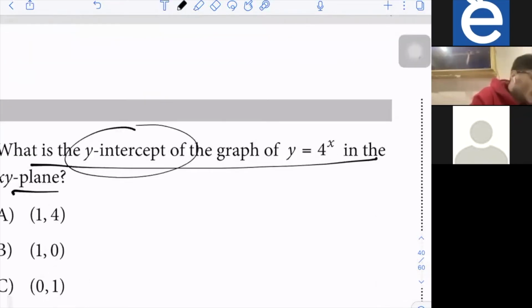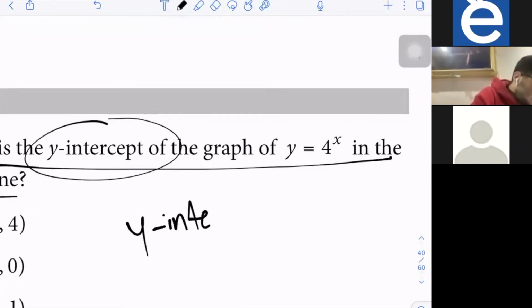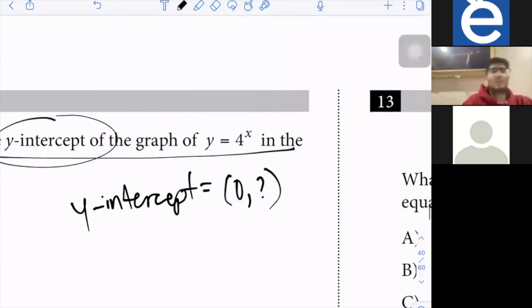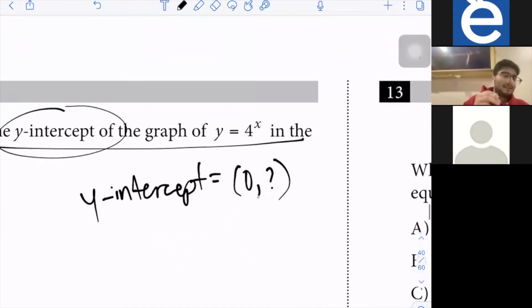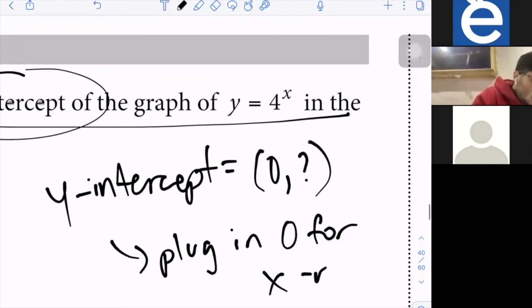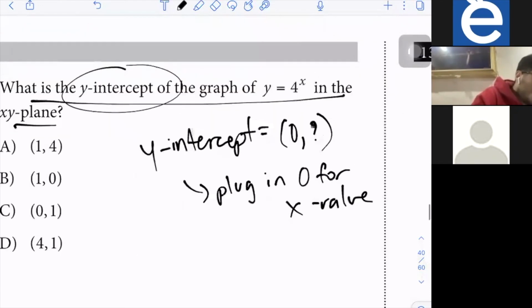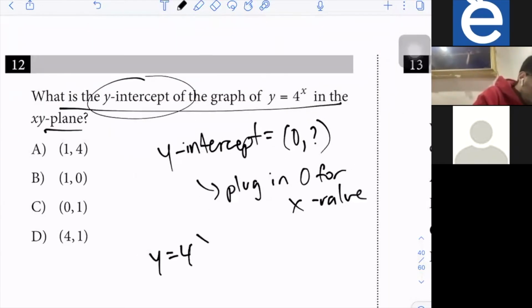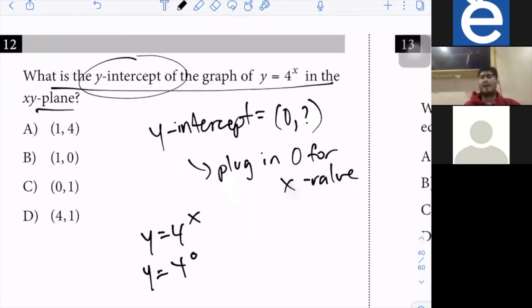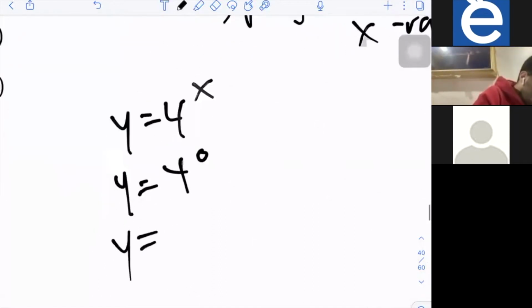The y-intercept we know as 0, comma, some value of y, right? So when we solve for the y-intercept, you have to plug in 0 for the x value. So if we use this equation right here, we plug in y is equal to 4 raised to the 0 power. And remember, anything raised to the 0 power is 1. So this would mean that the y-intercept is 1.